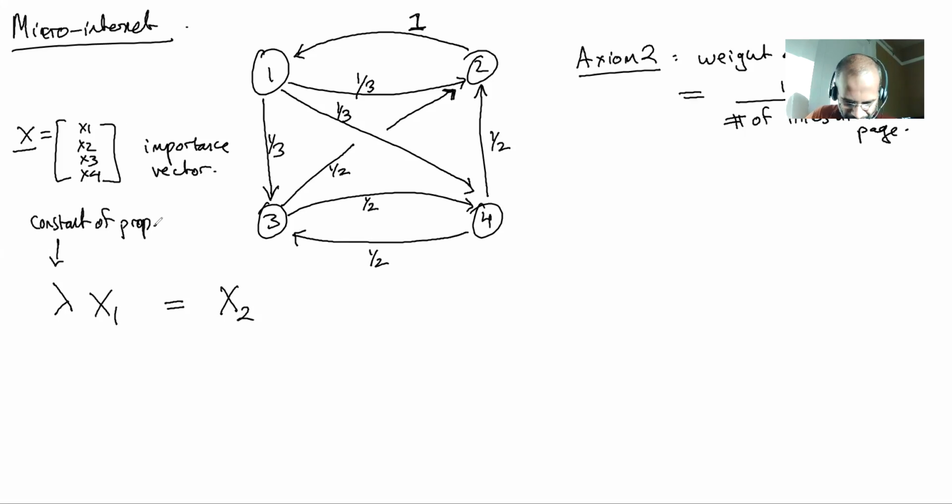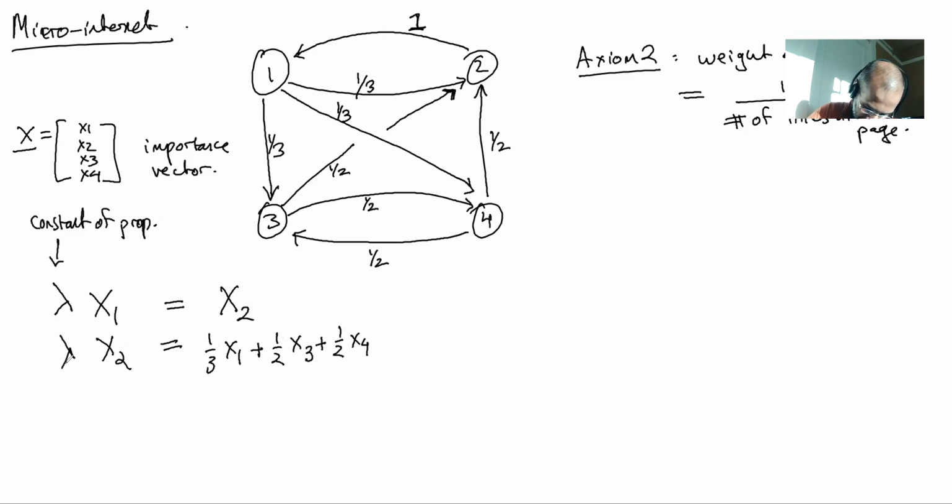Right? Because the first web page has only one link coming in, and that's from x2, and that gets a weight of 1. The second web page here has 3 links coming in. So you have a third times x1 plus a half times x3 plus a half times x4, times lambda. x3 has 2 links coming in. It has a third times x1 plus a half times x4, times lambda.